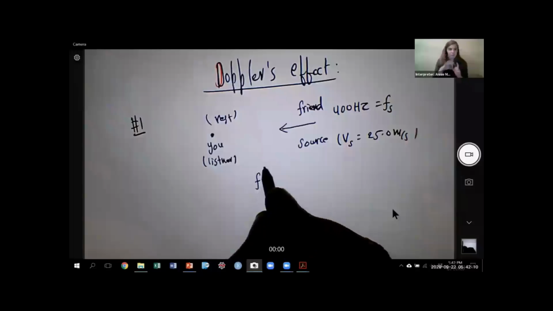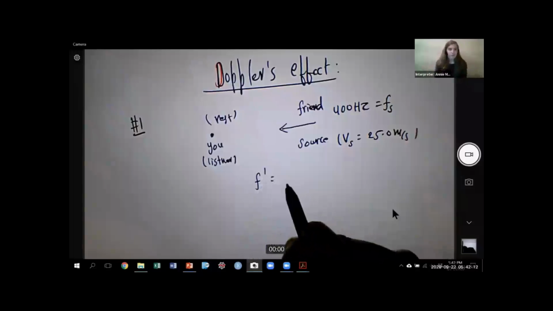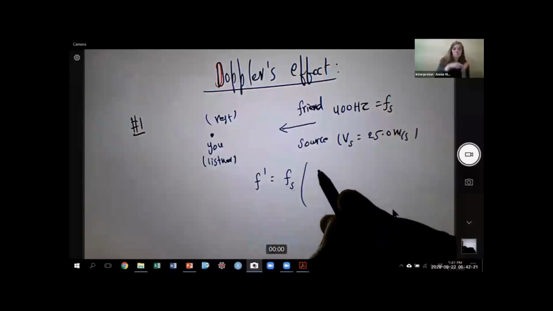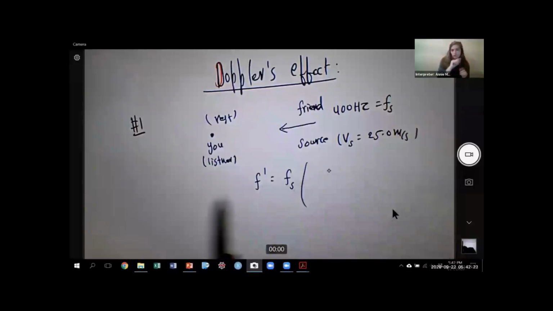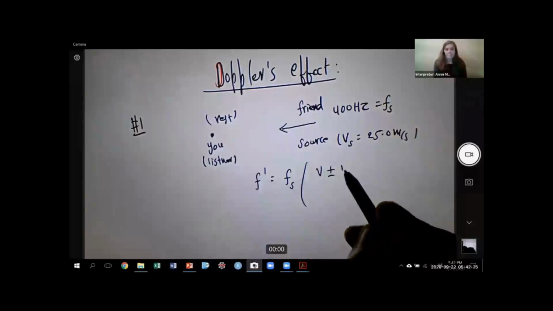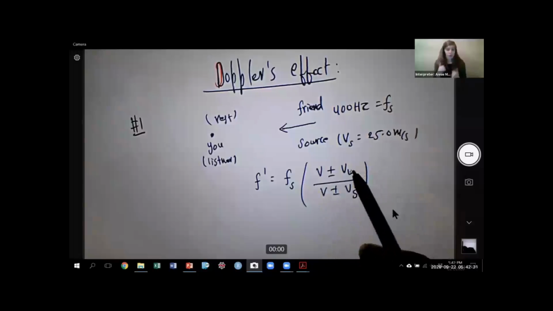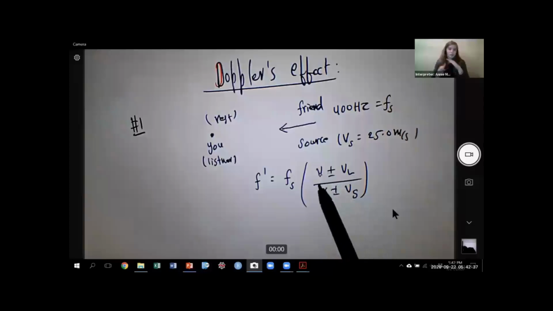So the apparent frequency that you will hear is based on this formula. f of s is the original frequency. This is the apparent frequency. So now you have to adjust these formulas. Let me first write down the formula. This is the formula you have: listener velocity in the numerator and source velocity in the denominator. This is the speed of sound, which is given.